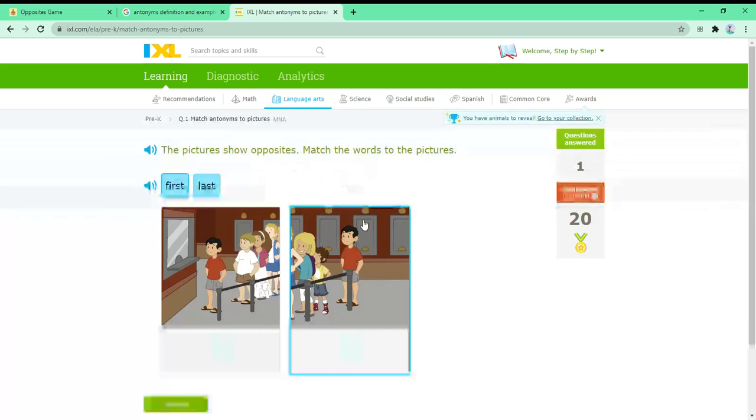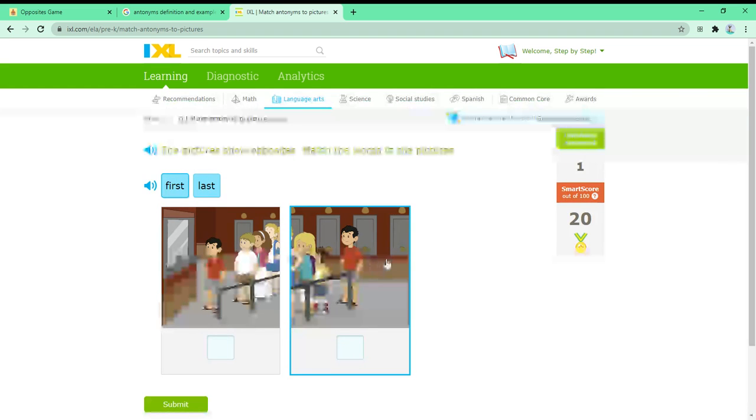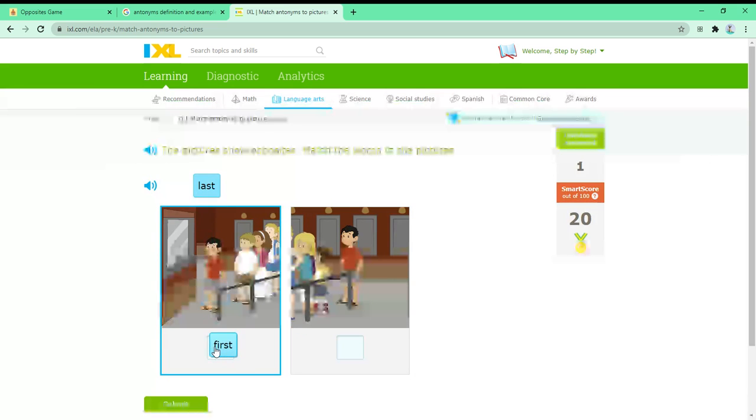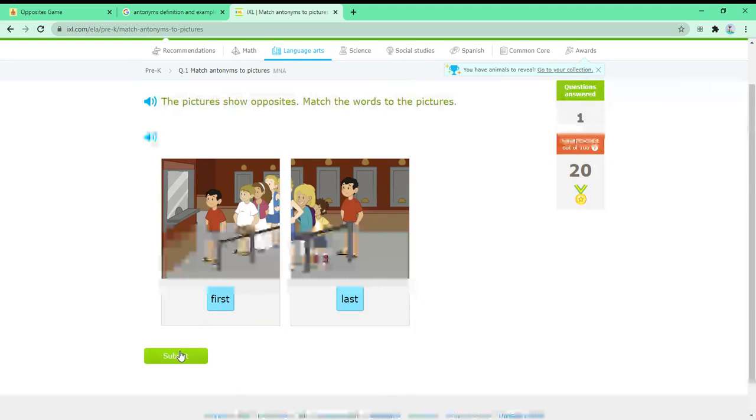Match the word to the opposite. Listen to the words carefully. First, last. All right, so we have to pay attention to this guy with the red shirt. This one shows he's first because there's no one in front of him. And this one shows he's last because there's nobody behind him. And the opposite of first is last, and the opposite of last is first. So these are the opposites.